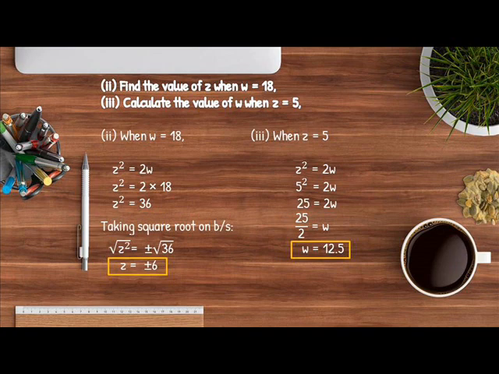In the third part, we are required to find the value of w when z equals 5. Well, after substituting the value of z into the equation, we have 5 square equals 2w. Well, 5 square, or 5 to the power 2, means we will multiply 5 2 times, after which we get 25. In order to find the value of w, we will transpose 2 that is being multiplied to w to the left hand side where it will be divided. So we have 25 divided by 2, that equals 12.5. So the final value of w is 12.5.